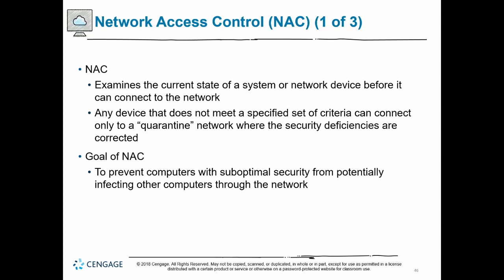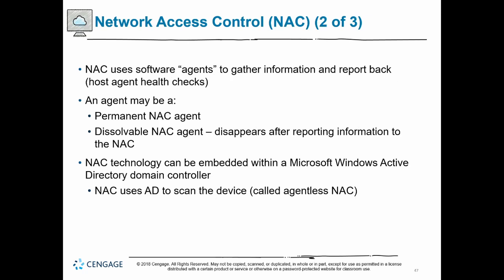The goal of a NAC is to prevent computers with suboptimal security from potentially infecting other computers through the network. A NAC uses software agents to gather information and report back to the host. An agent may be a permanent NAC agent or a dissolvable NAC agent, which disappears after reporting information to the NAC. A NAC technology can be embedded within the Microsoft Windows Active Directory domain controller. A NAC uses AD to scan the device, called agentless NAC.